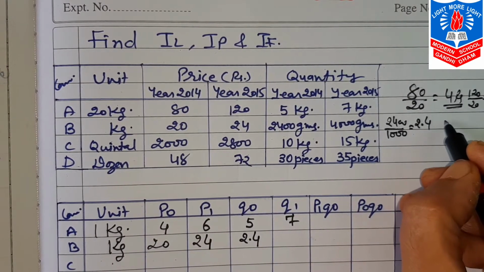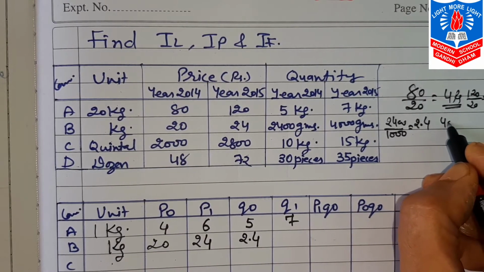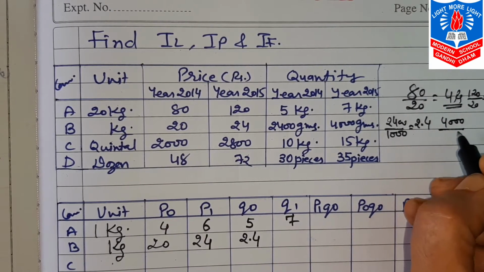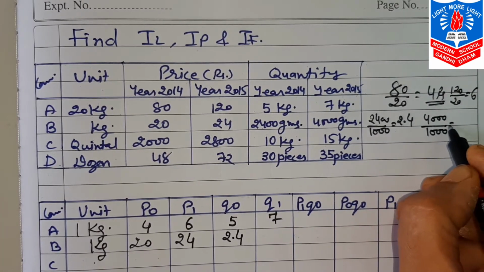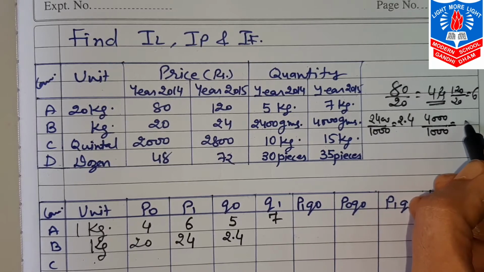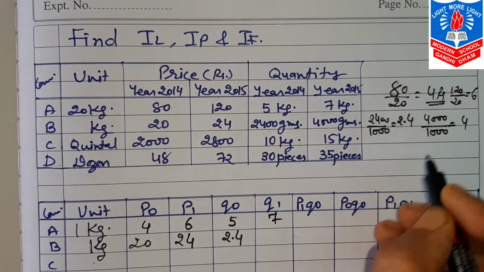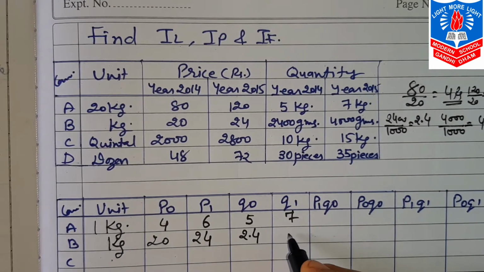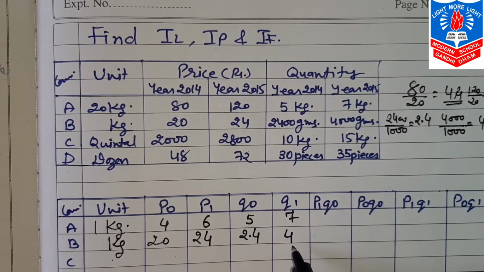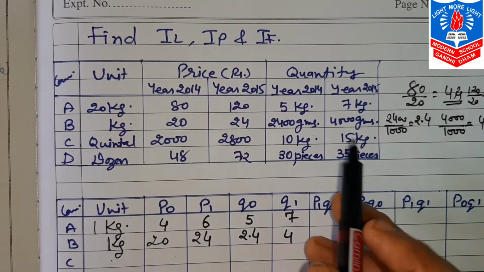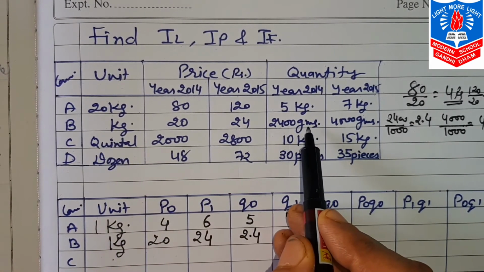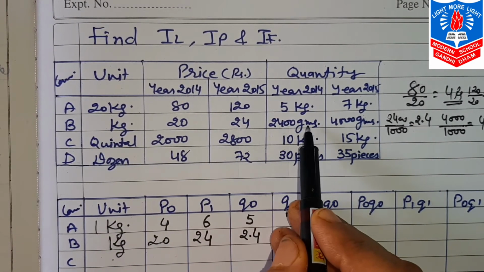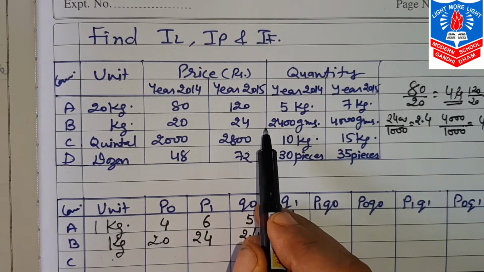In the same way, for the current year's quantity, it is given as 4000 grams. When you divide this by 1000, we get 4. So here the quantity comes to 4. So the second rule is that the unit of measurement of the price and the unit of the quantity should both be the same. If they are not the same, then we will change it.